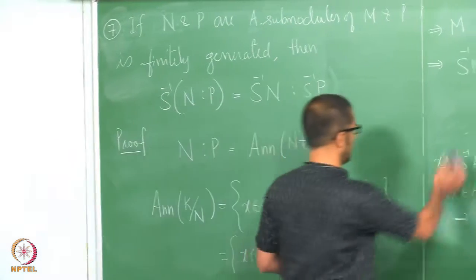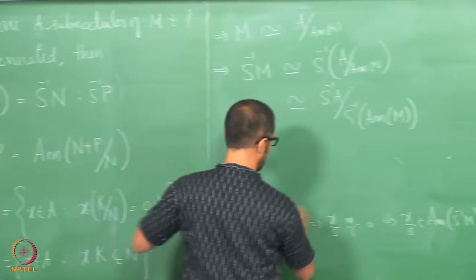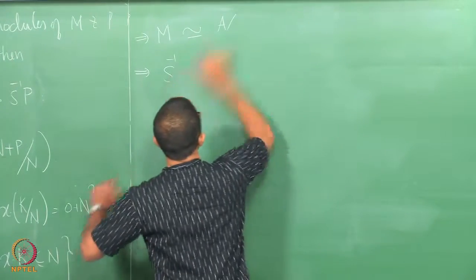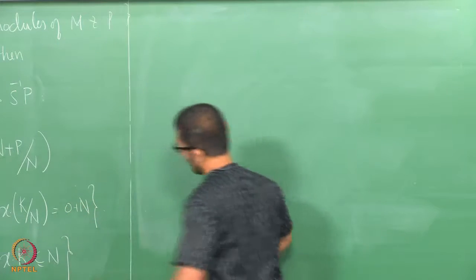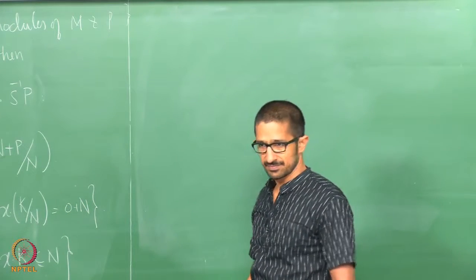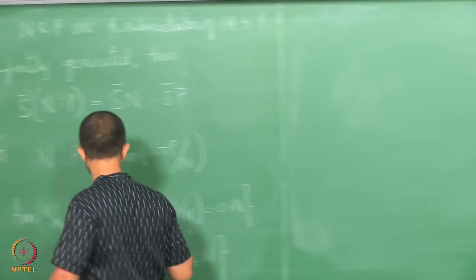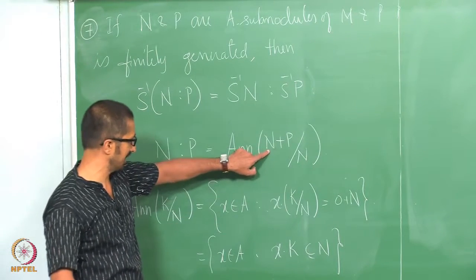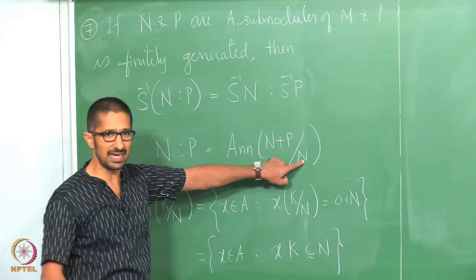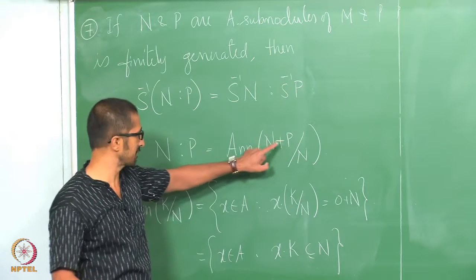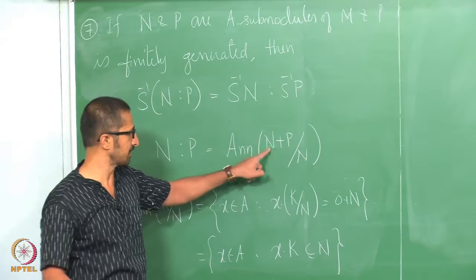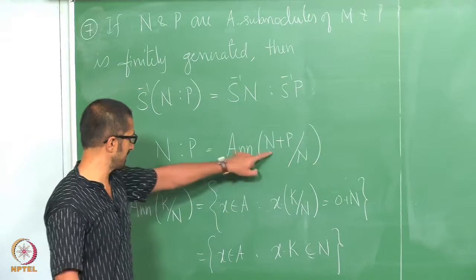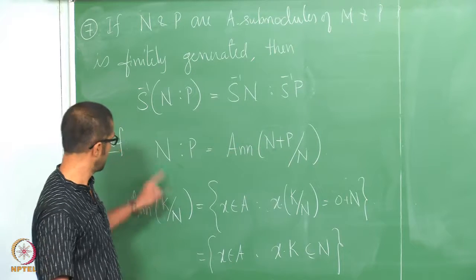Now, in our case k is n plus p. If I take an element that multiplies n plus p inside n, that is the same as saying that it multiplies p inside n, because the other one is anyway there. So, therefore, this is equal to this.